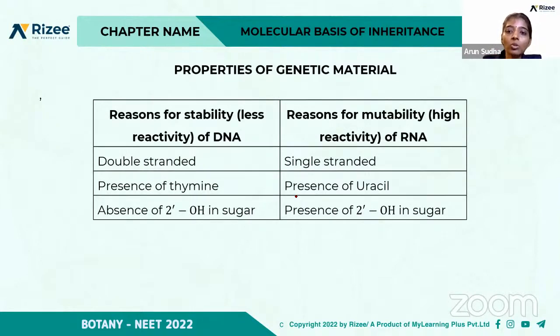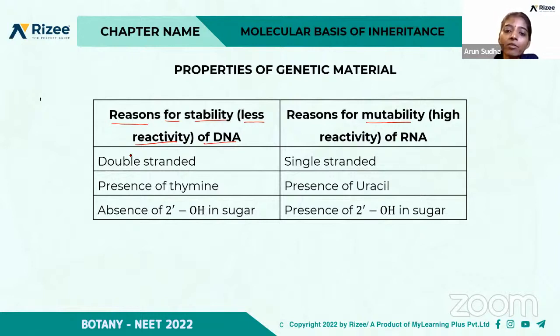Okay. So why is DNA a stable genetic material? It's because we know that DNA is the genetic material in most of the organisms, right? RNA is a genetic material only in some viruses, but DNA is the genetic material in most organisms. So what are the reasons for the stability of DNA, or why is it less reactive? And what are the reasons for the mutability of RNA? That is, RNA is more prone to mutation. So what is the reason for the high mutability or the high reactivity of RNA?